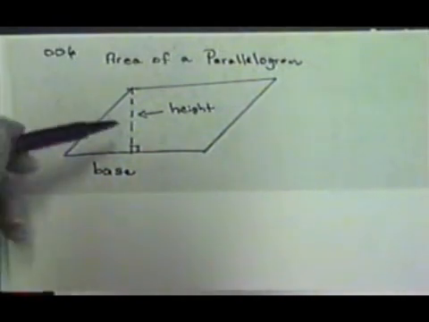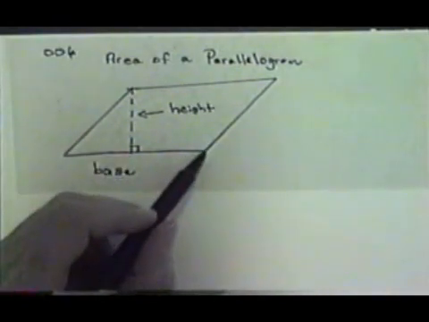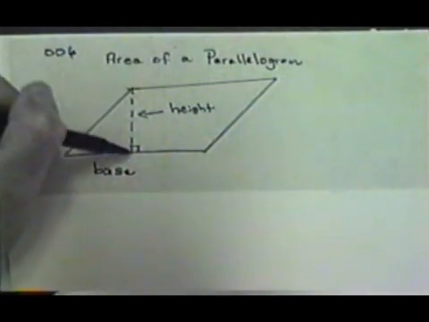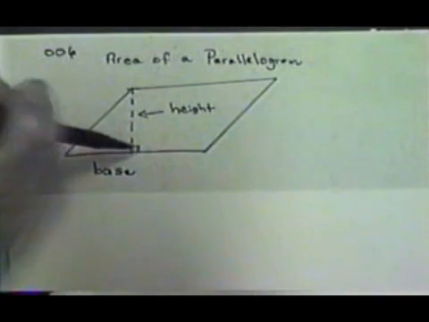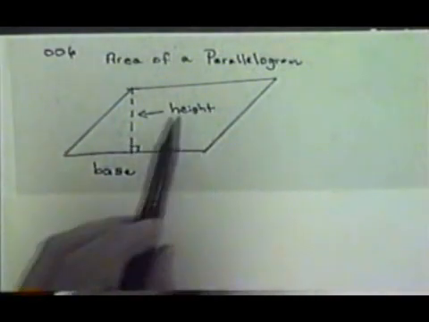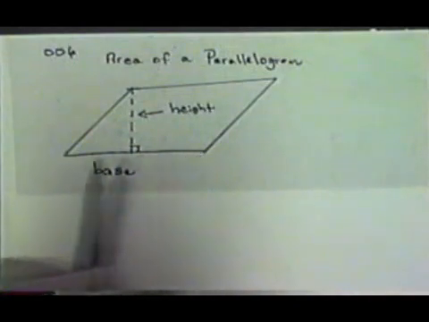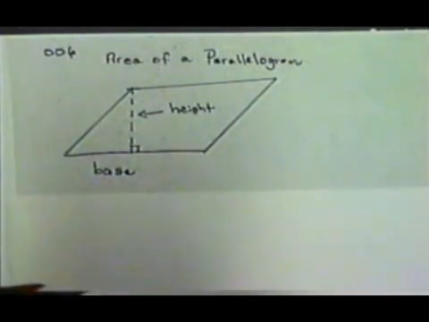The height goes to one of the sides. It starts at the opposite vertex and comes down straight here and forms a right angle. So your height is always drawn to one of the sides, and that side would be your base.